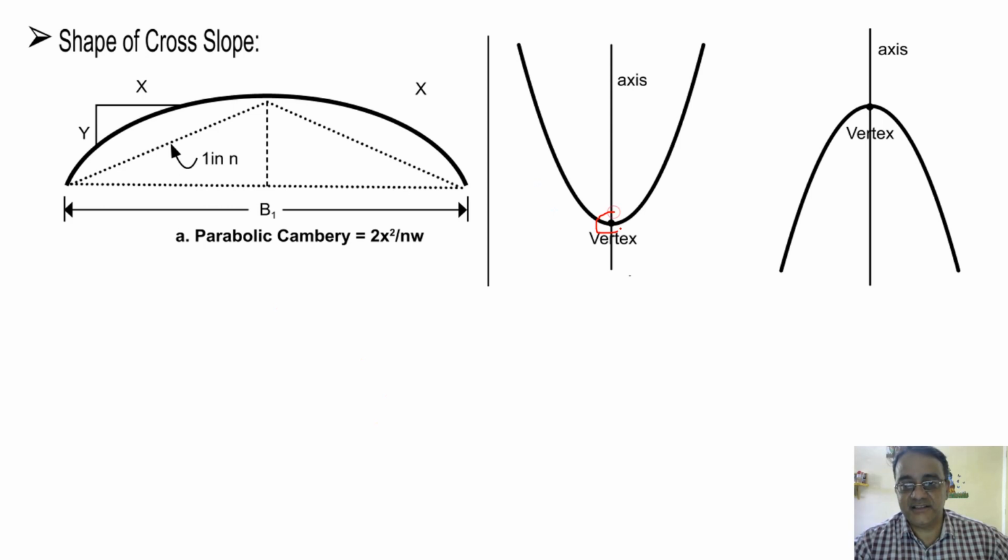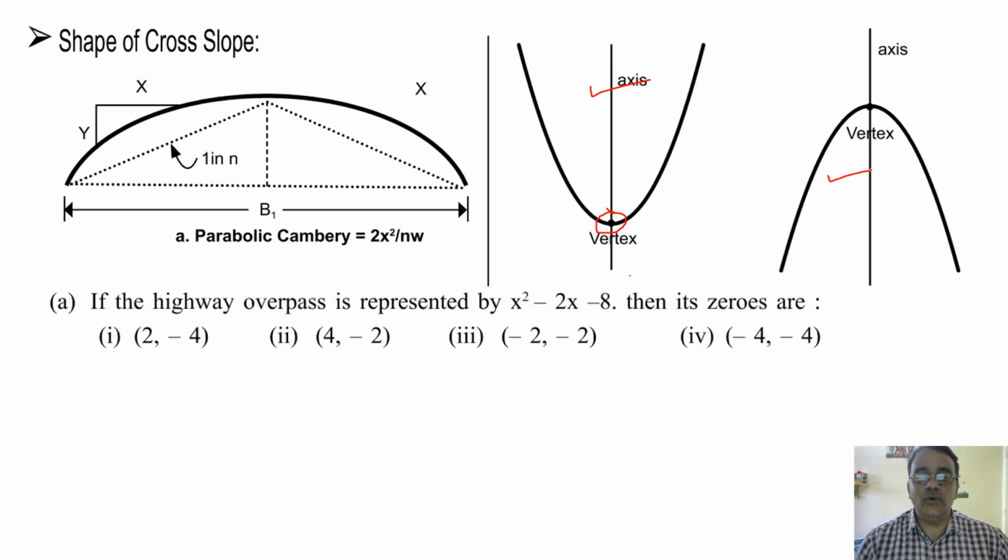This is the vertex and this is the axis, this one. Okay, this is upward parabola and this is downward parabola. Right. Now let us start with the first question. If the highway overpass is represented by x square minus 2x minus 8, then its zeros are dash.